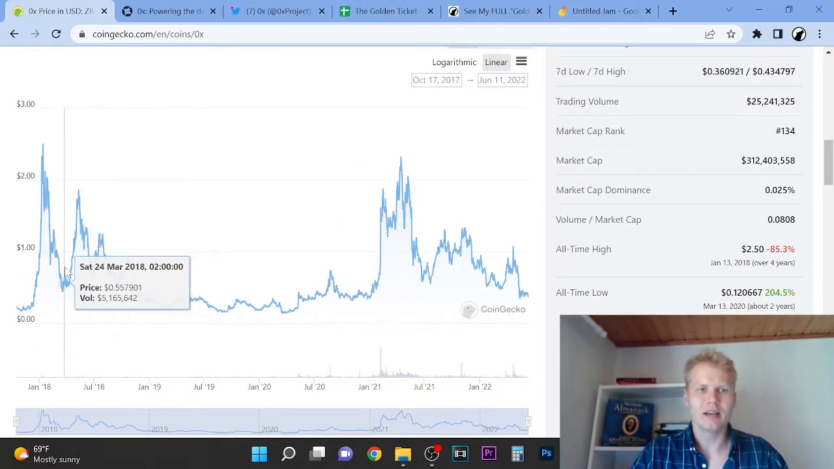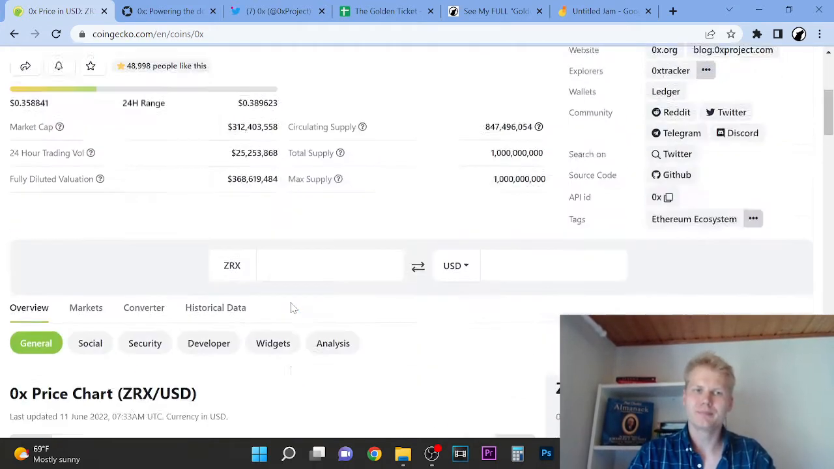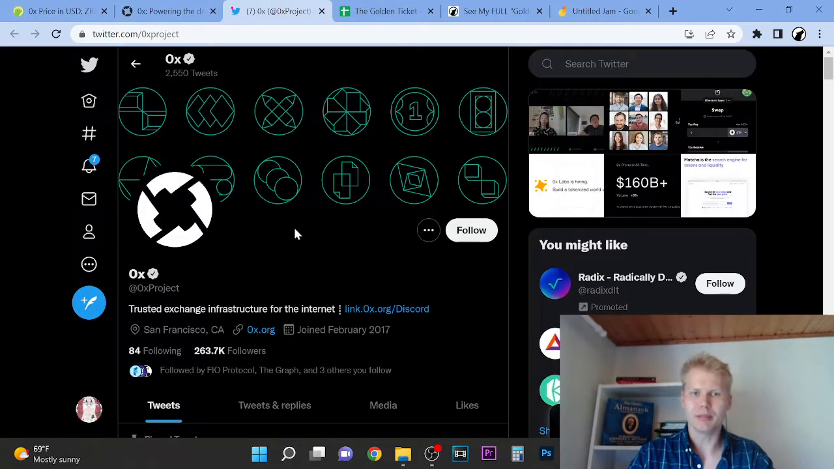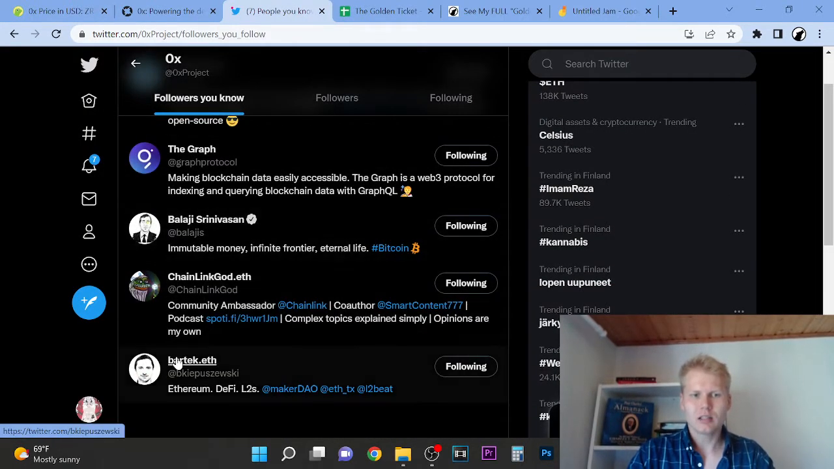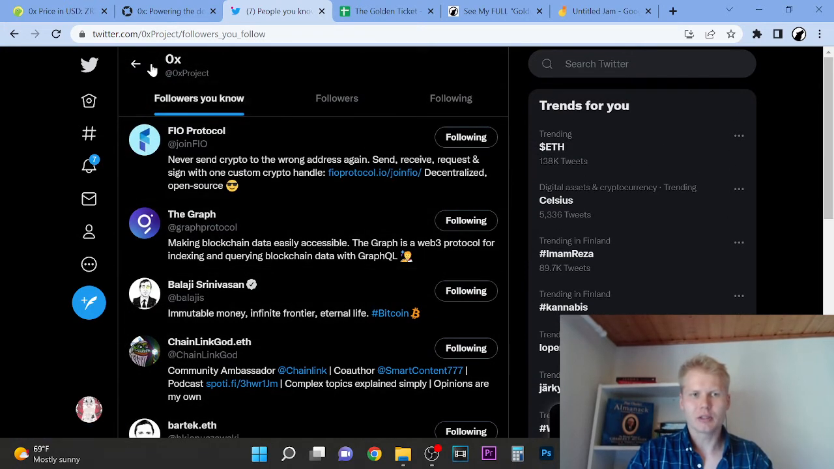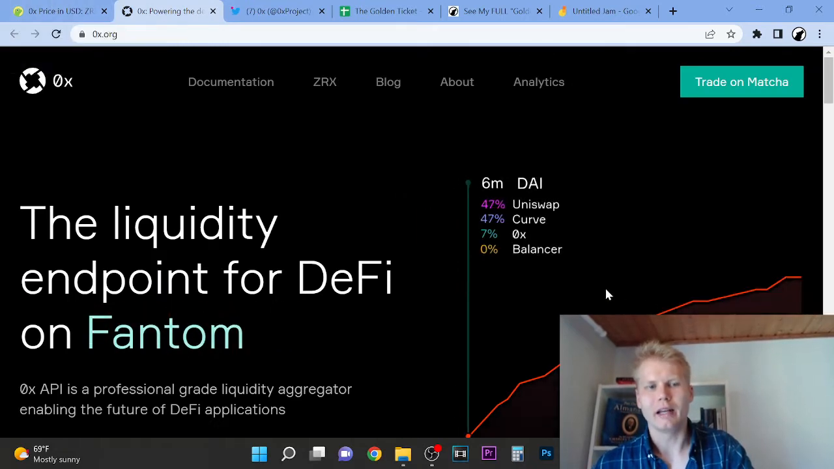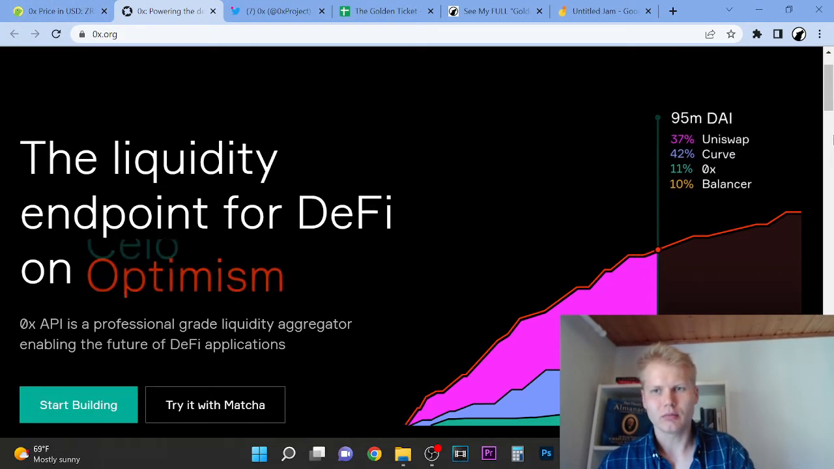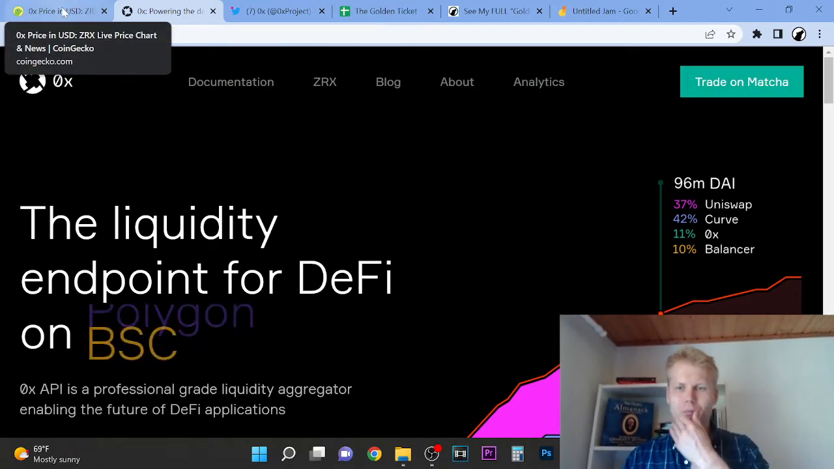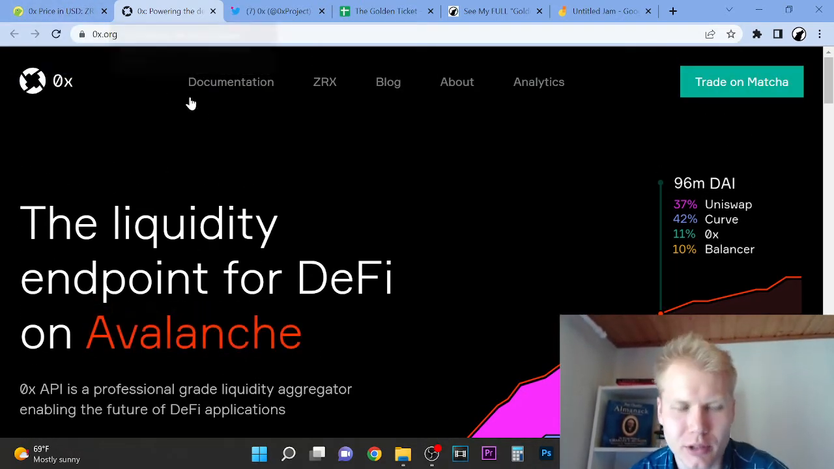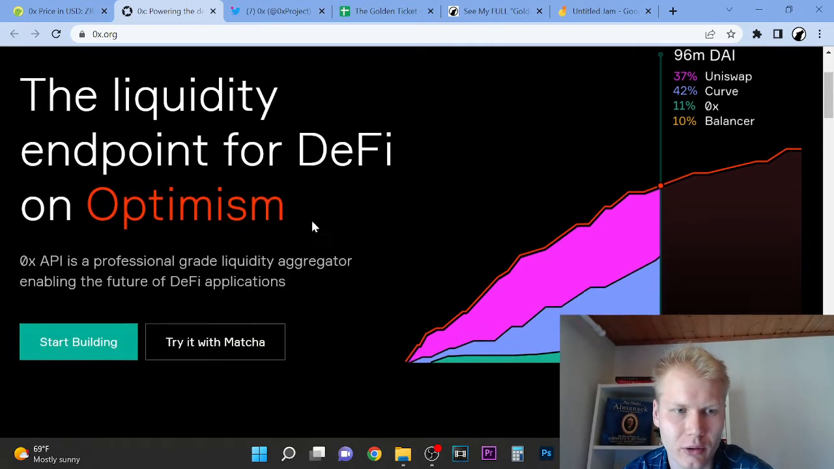The thing with ZRX is that a lot of very smart people like it. Of course, you can see it's followed by Balaji, Bardic, Chainlink, and The Graph. So there are some very smart people following this project, meaning that when tons of smart people like it, there's a huge probability that it's a great currency. So this could be one pick in a diversified portfolio. You can see the liquidity endpoint for DeFi.